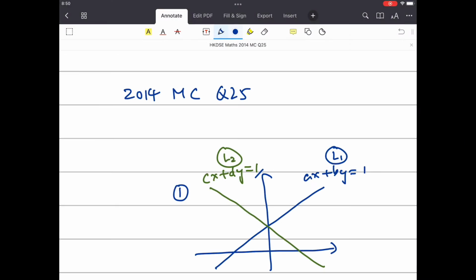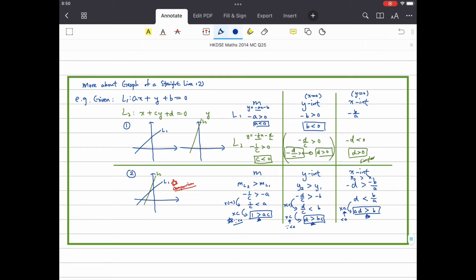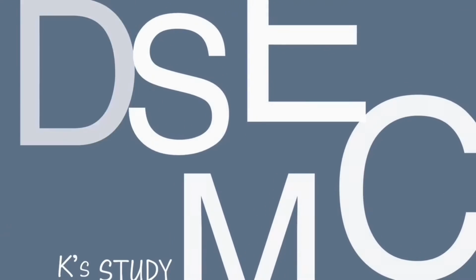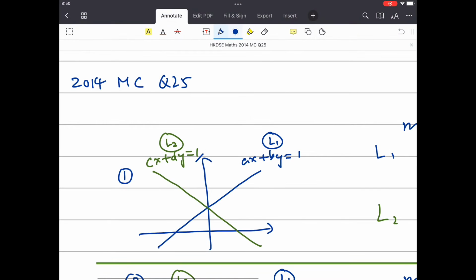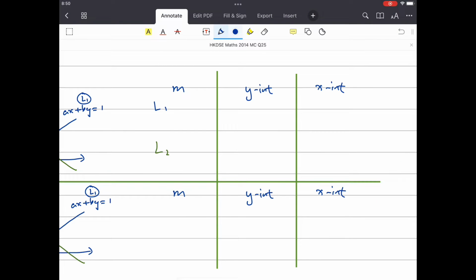This is 2014 question number 25. Before we move on, remember to have gone through the learning video first. As taught in the learning video, you need to fill in this table.